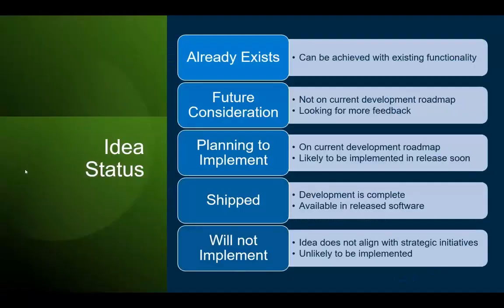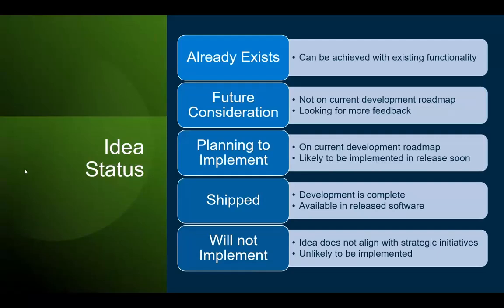Now, once an idea is out there, in the ideas page, there's really 5 statuses that it could be under. The first one is already exists. We talked about that a little bit. That might be an idea that comes in, but that functionality really already exists in the software. We'll mark it as already exists. We may post it publicly, and you would see that.